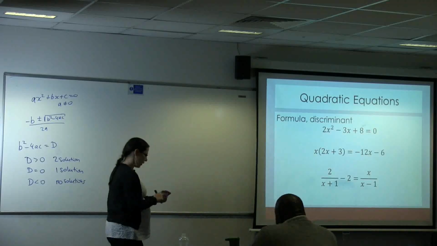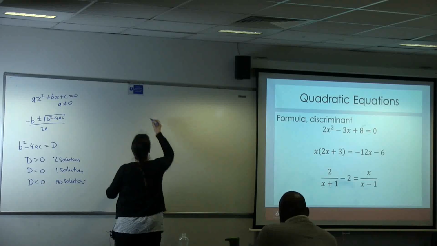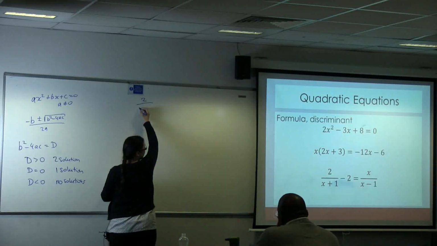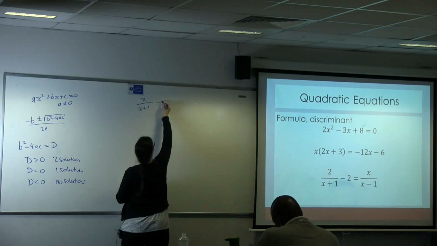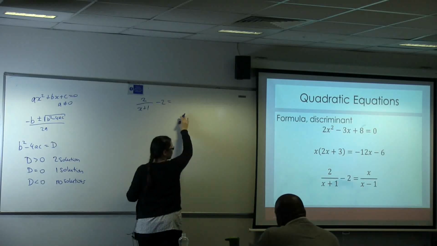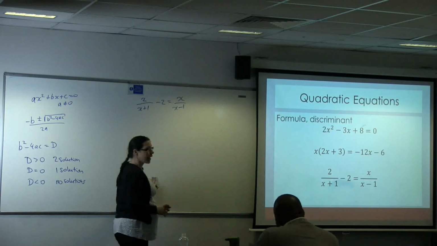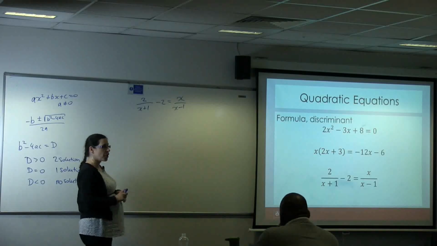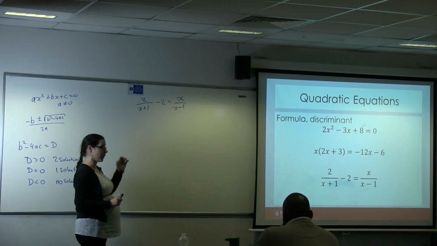So the third equation is 2 over x plus 1 minus 2 equals x over x minus 1. Again, what I need to start with, observing the denominators, because the variable is in the denominator.